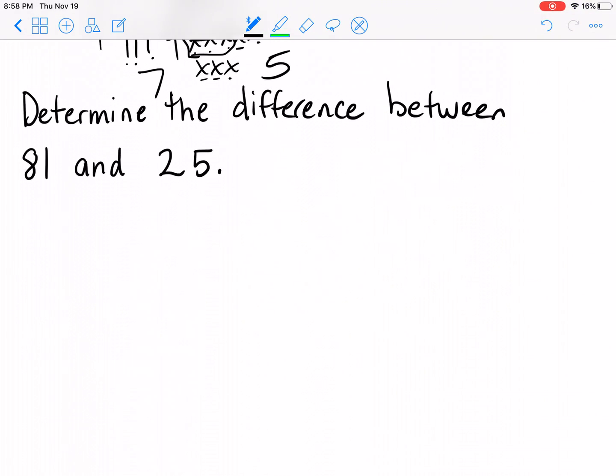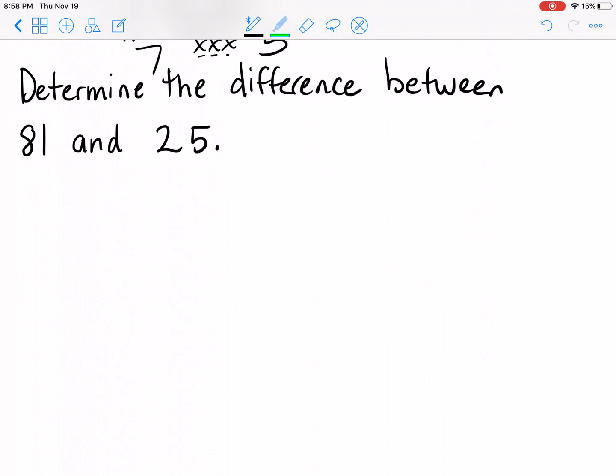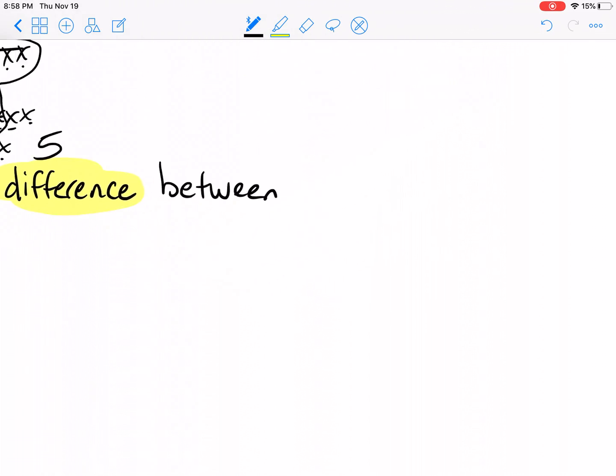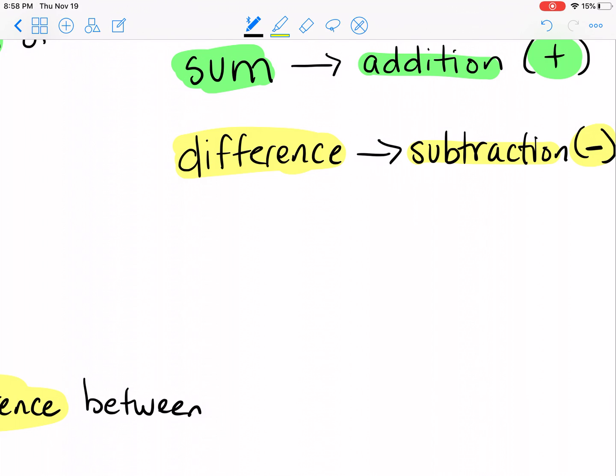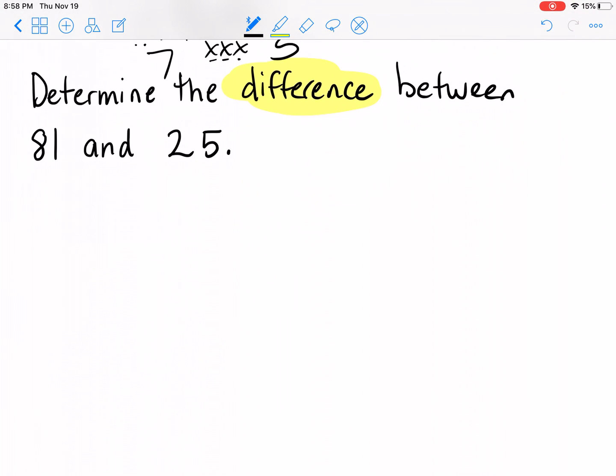The last one says determine the difference between 81 and 25. Well, I remember the difference is one of those vocab words that we were looking at earlier. Difference means subtraction. So determine the difference between 81 and 25. With subtraction, we know that we start with the biggest number. If we look at 81 and 25, which one's the biggest? Well, it's going to be 81. 8 tens is more than 2 tens. That's the number that comes before the minus sign.